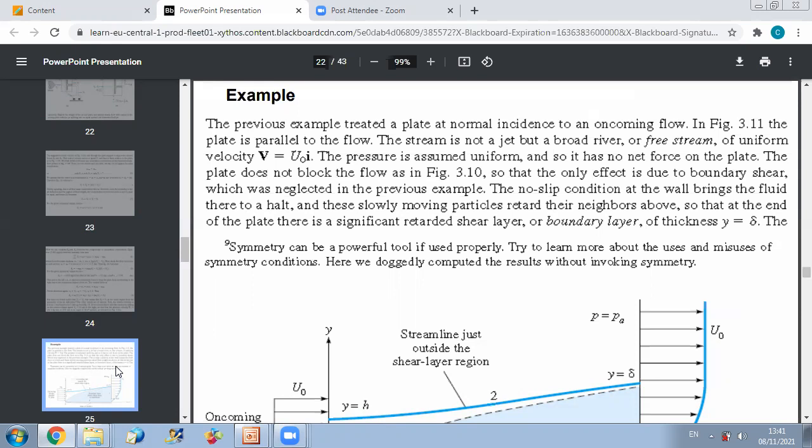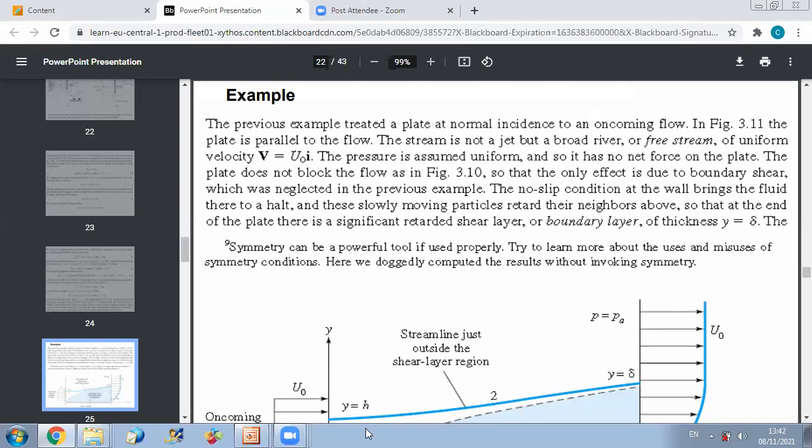The non-slip condition at the wall brings the fluid there to a halt, and these slowly moving particles retard their neighbors above, so that at the end of the plate there is a significant retarded shear layer, or boundary layer, of thickness y equals delta.